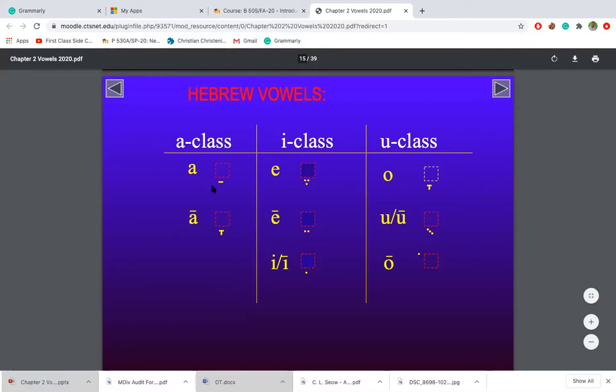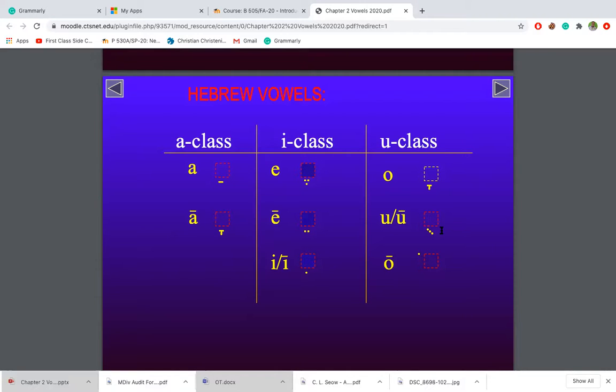So you can see that Patach is A class vowel. Kamets is A class vowel. Then Segol is E. Tsere is E. And Hirik is I. Sorry, it's I class vowel. Then the U, we have the Kamets Hatuf. We have the Holam. And we have the Kibbutz. So all the O and U are under U class vowel. All the I and E are under I class vowel. And all the A are under A class vowel.